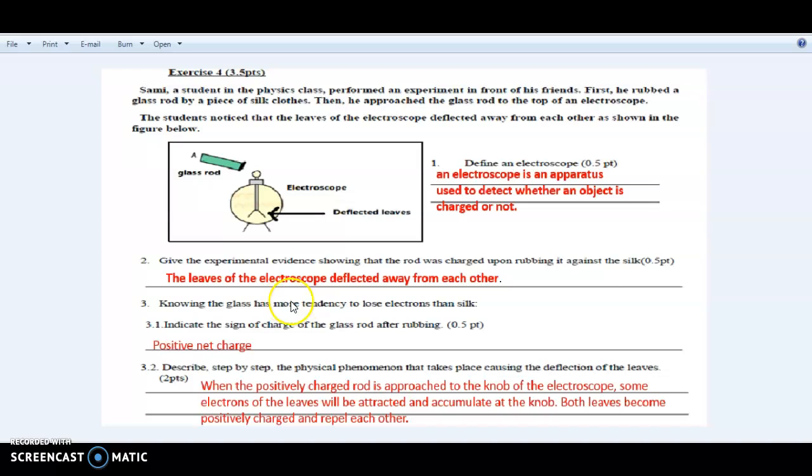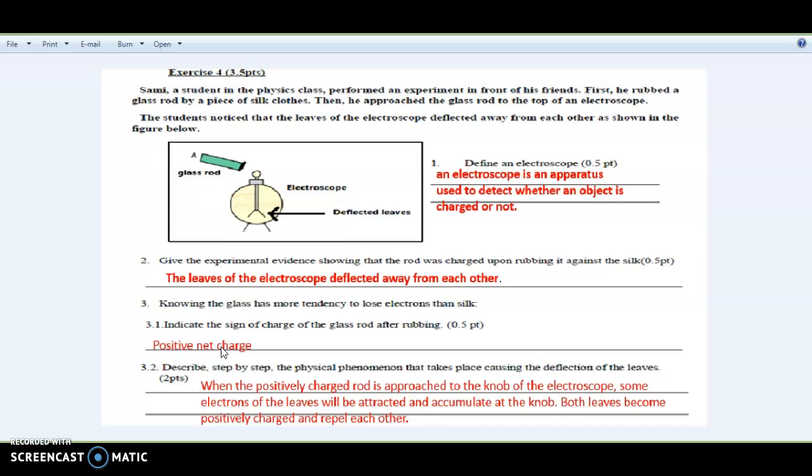Now, knowing that the glass has more tendency to lose electrons than silk, indicate the sign of charge of the glass rod after rubbing. Knowing that the glass has more tendency to lose electrons, it's going to lose the electrons and thus become positively charged. Because upon losing electrons, it will have a deficiency in electrons. The protons will be greater than the electrons, and it becomes positively charged.